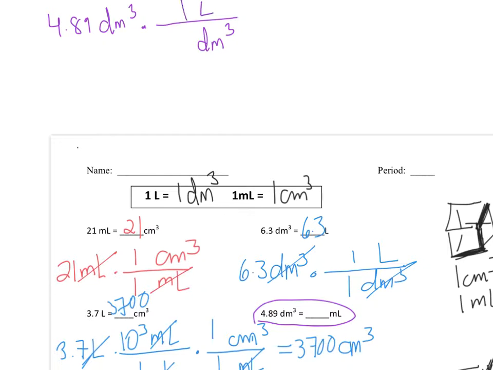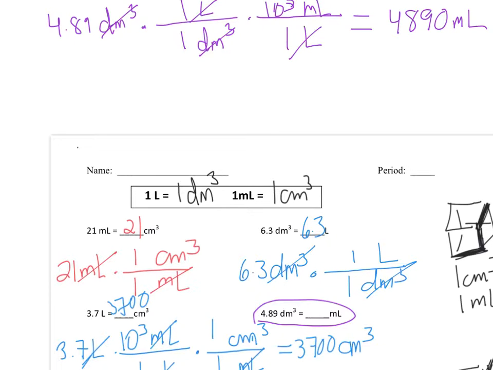So I'll do that first. So liter here, 1 to 1. Now my decimeters cancel that way, and so I end up with liters. And so I'm going to put liters on the bottom so it cancels. Milliliters on top. And a liter is bigger. This is 10 to the third. That's a 3 there. And so my liters cancel. So 4.89 times 1 times 10 to the third divided by 1 divided by 1. So basically 4.89 times 10 to the third. So 4890 milliliters.